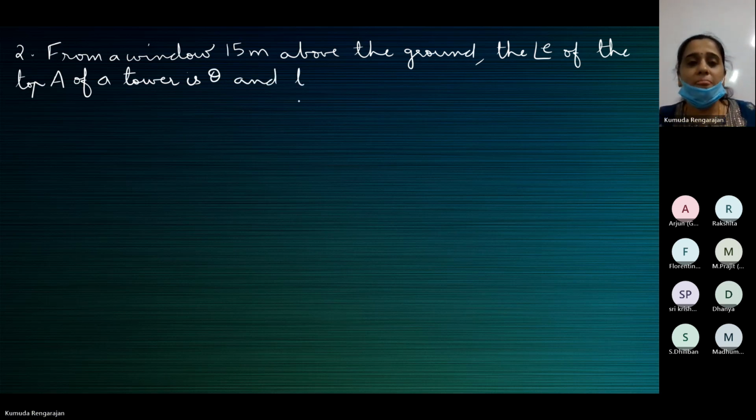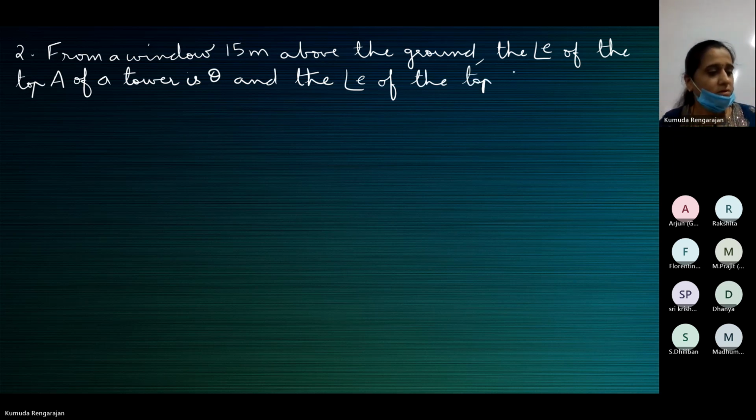Write down the question. Oh, I'm so sorry, 1 minute. Let me just read out the question first. It's congested, so I'm just skipping the lines. Please write down, children. From a window 15 meters above the ground, the angle of elevation of the top A of a tower is theta, and the angle of depression of the foot B of the tower is phi.